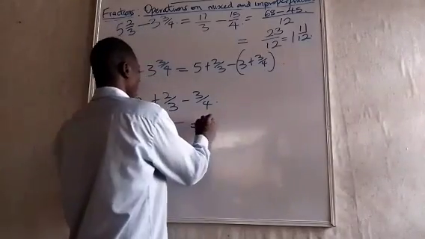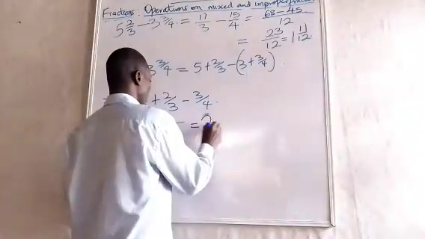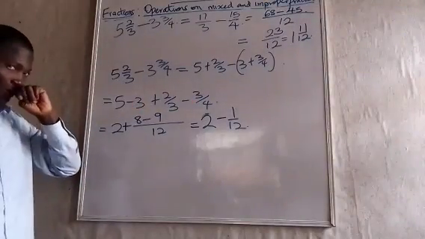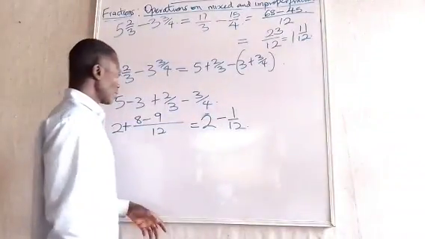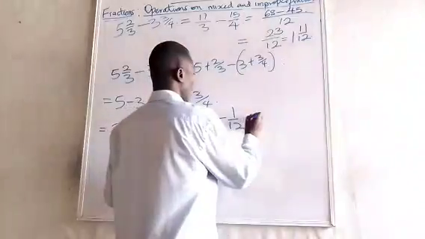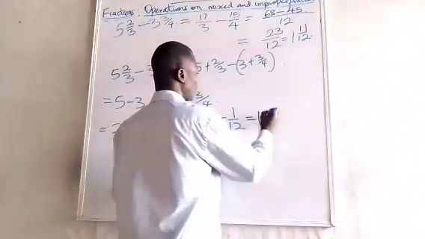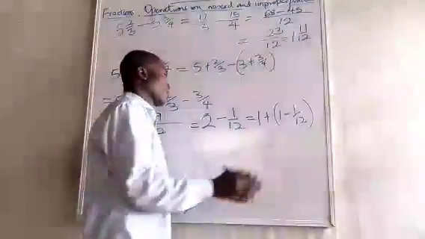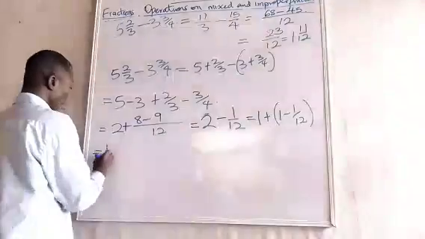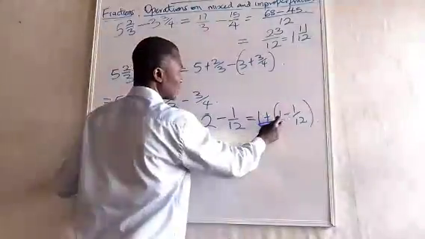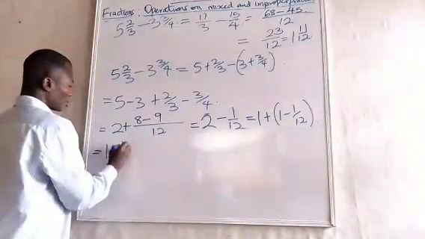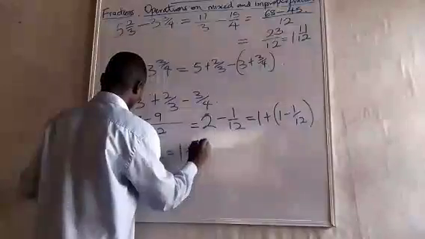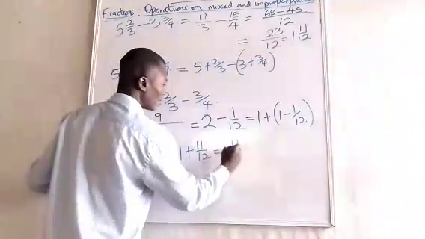This one will now give me 2 minus 1 over 12. 8 minus 9 gives minus 1. You understand? 8 minus 9 gives minus 1. So you can now make it like this, which is equal to 1 plus 1 minus 1 over 12. The answer is obvious, but I want to show you something more. What you are doing is this: 1 plus, we make the LCM in this instance and this instance to be the same. So I'm going to have 12 over 12 minus 1 over 12, which is 1 plus 11 over 12, which is 1 11 over 12.